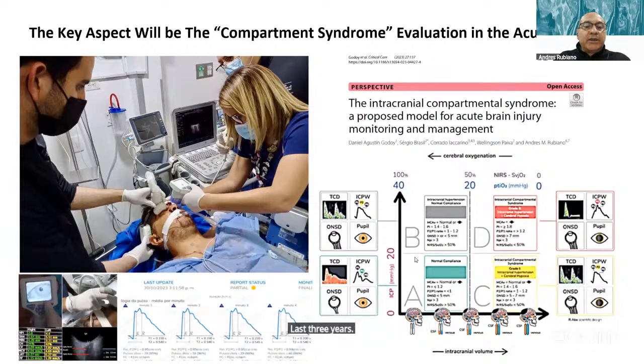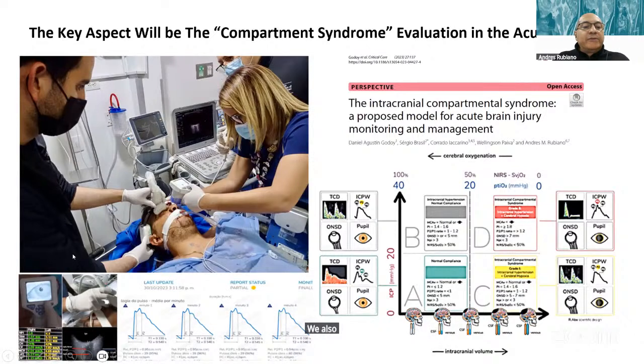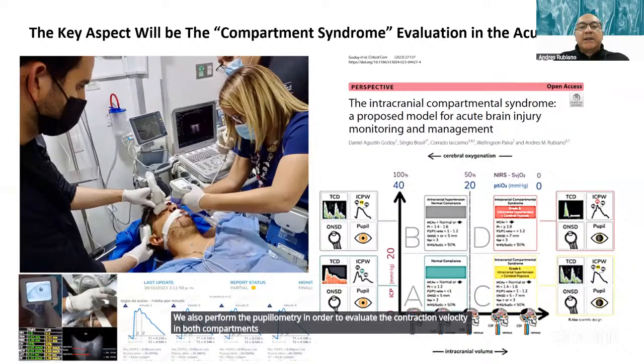At the bottom of the picture, you see the output of the system. So you see clearly how P2 is over P1. That means that the compliance is lost inside the skull. We also perform pupillometry in order to evaluate the contraction velocity in both compartments, in the supratentorial at the right level and the left level.